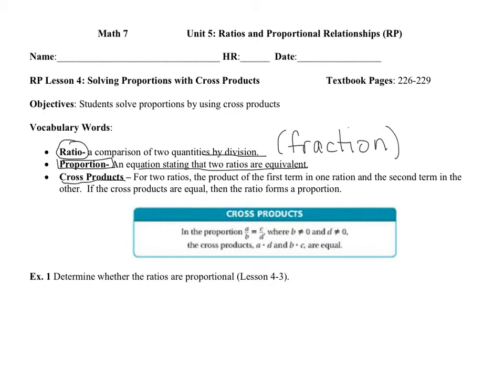Cross products. Cross products is the procedure we're going to do. It says for 2 ratios, the product of the first term in one ratio, not ration, I don't know why it does that, and the second term in the other. If the cross products are equal, the ratio forms a proportion, and we'll talk about that here in a little bit.